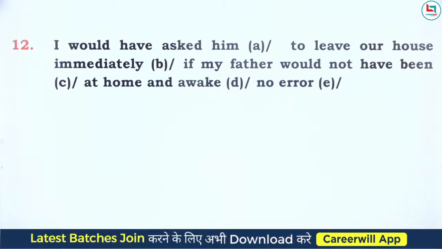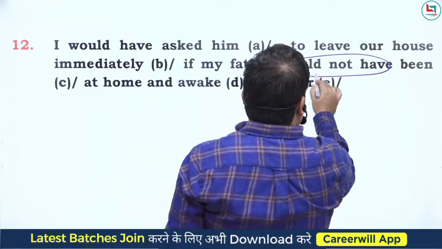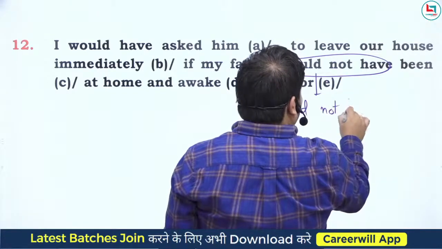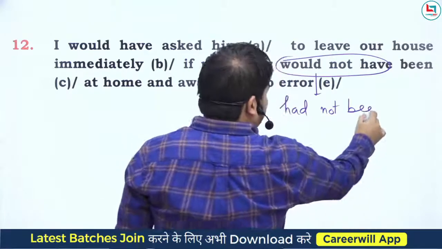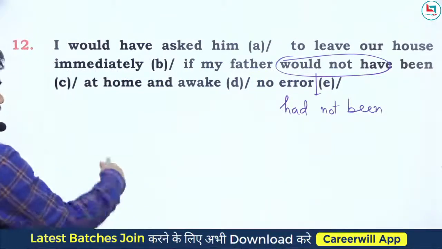I would have asked him to leave our house immediately if my father would not have been at home and awake. If my father would not have been is incorrect. It should be had not been. If my father had not been awake. Had not been at home and awake.